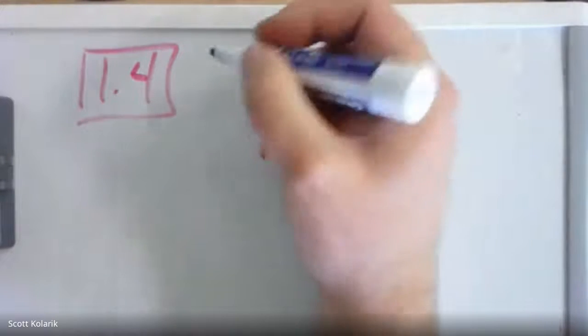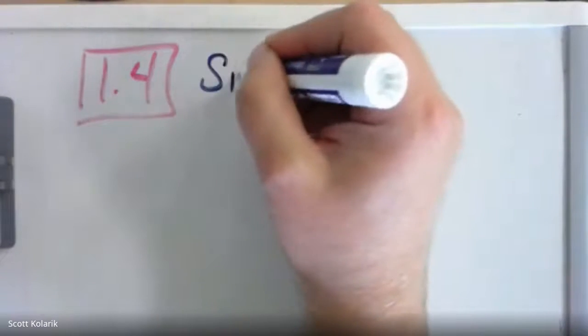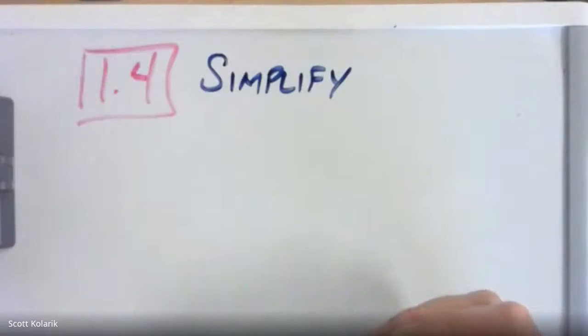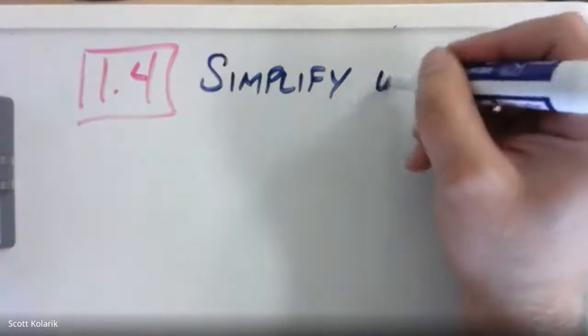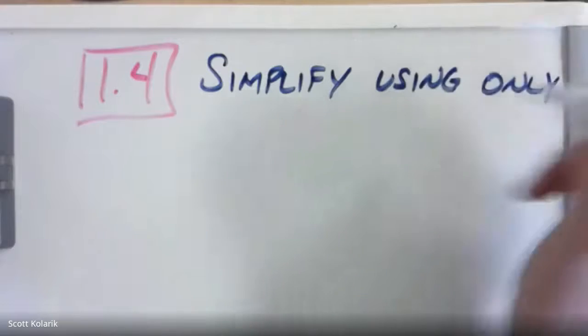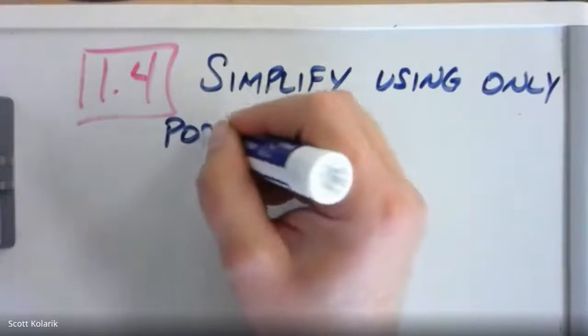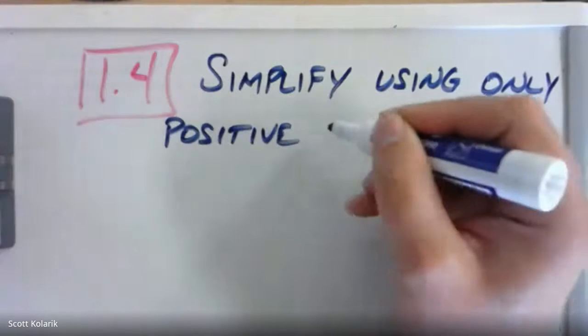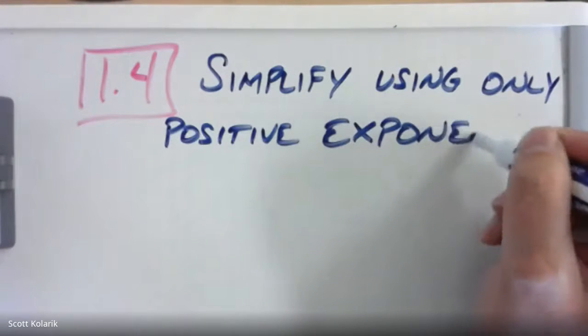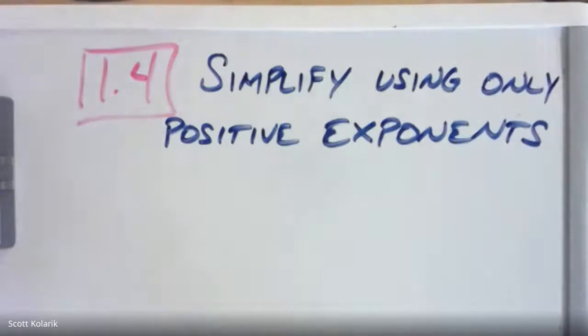So what you're going to be asked to do here is you're going to be asked to simplify a given phrase. Okay, it's another way to say like condense or reduce. But you're going to be asked to do so using only positive exponents. This may sound familiar from Chapter 1. If it doesn't, you're about to see how that's covered right now. So you're going to be asked to simplify using only positive exponents.